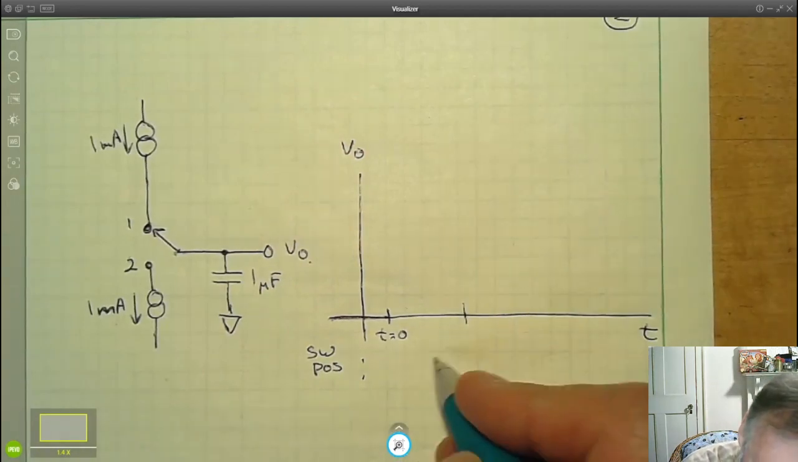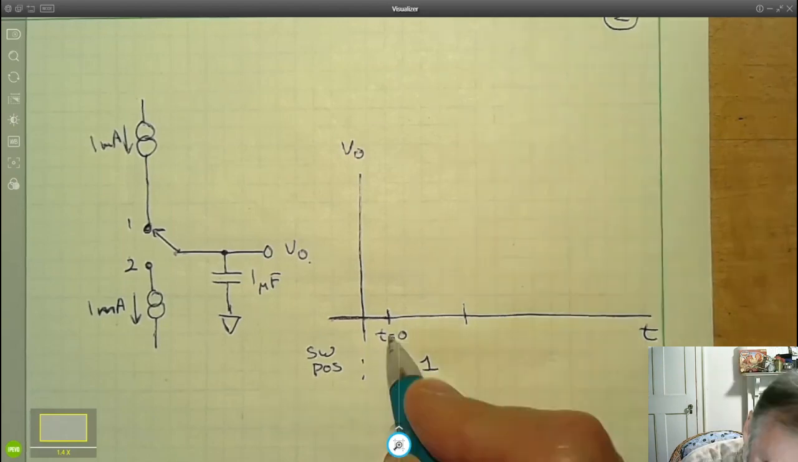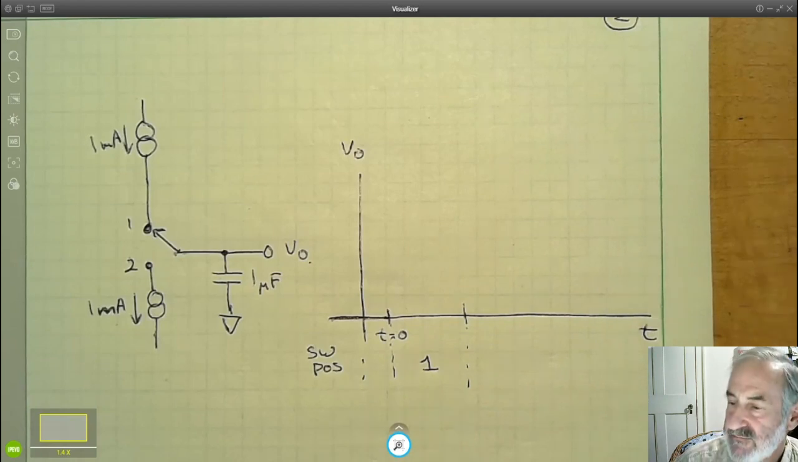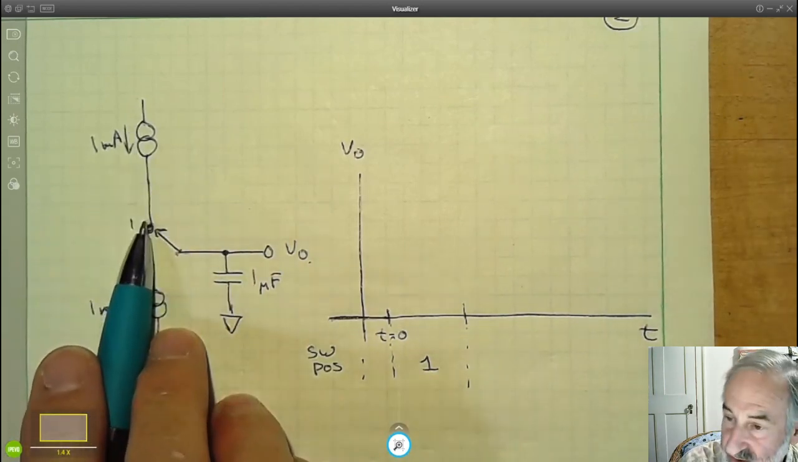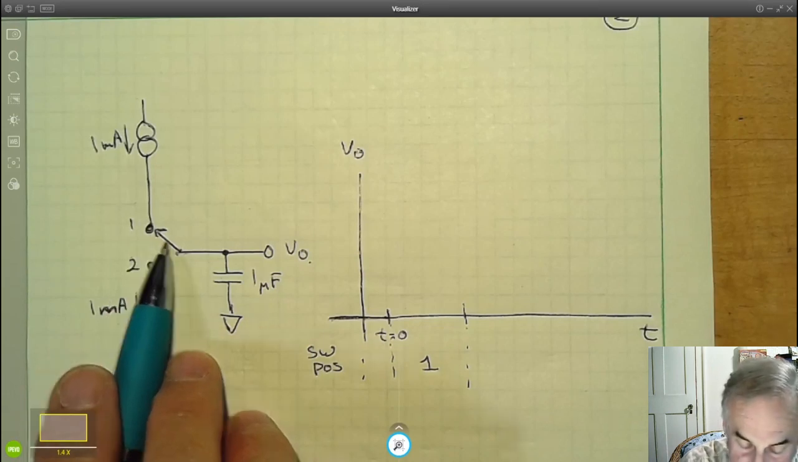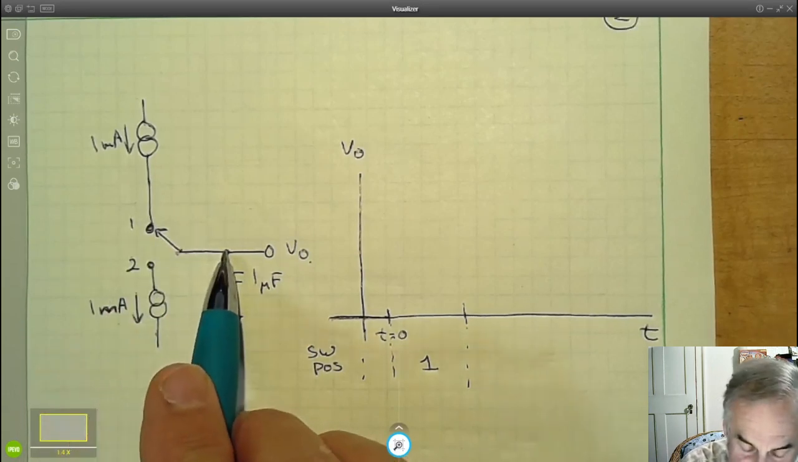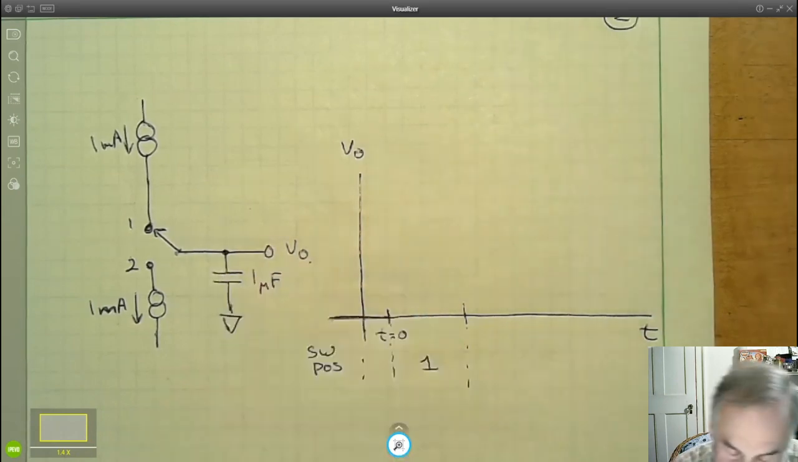And I'm going to move the switch to position 1 at time t equals 0. So in this period, I'm in position 1. I have 1 milliamp flowing. Where does that current go? Well, we know by KCL that that current has to go somewhere when it hits a node. This is a node. It can't go this way, it has to go this way. So it's going to flow into this capacitor.